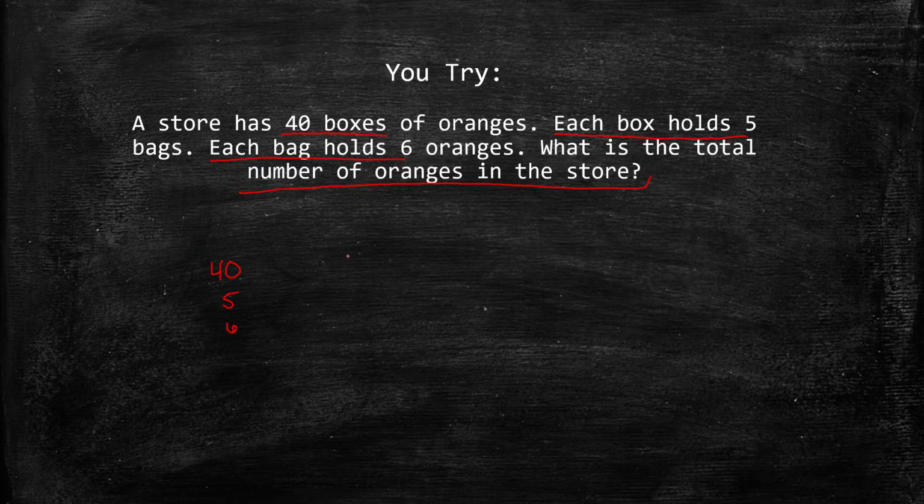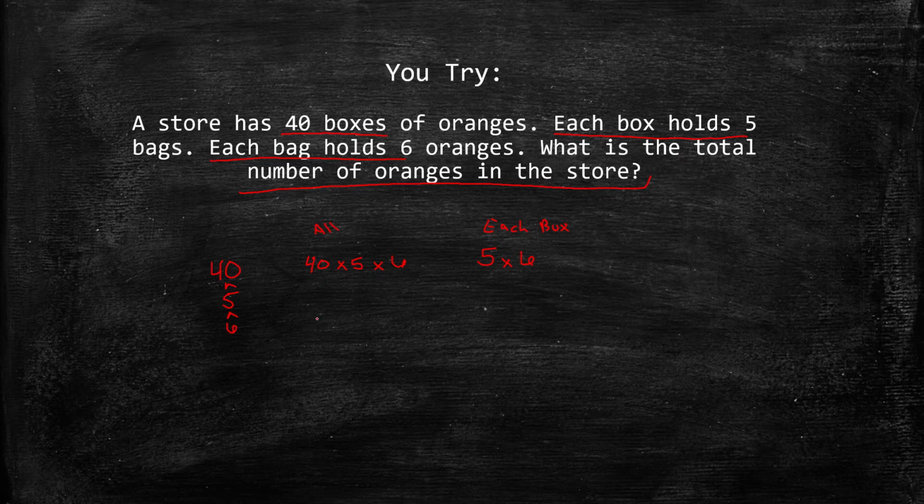Okay, so going back to the previous problems, 40 boxes, each one of those has 5, and each bag has 6. So we could find out how many total just by going 40 times 5 times 6. You might want to find out how many are in each box first. And to do that, if each box holds 5 bags and each bag holds 6 oranges, you may want to go 5 times 6 first. And that would be your each box. And this one's just, we'll just put that all together.